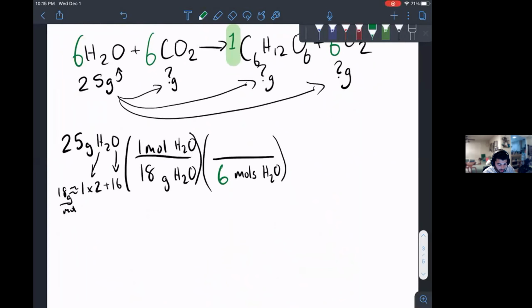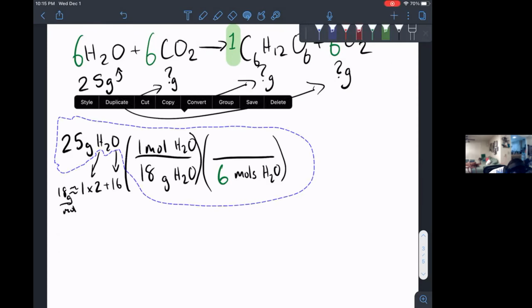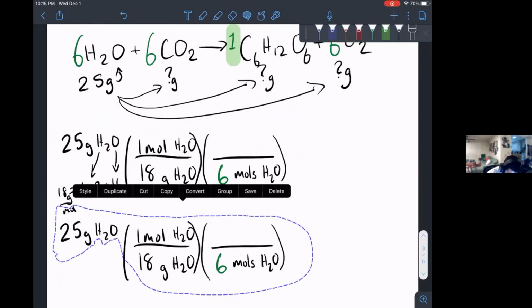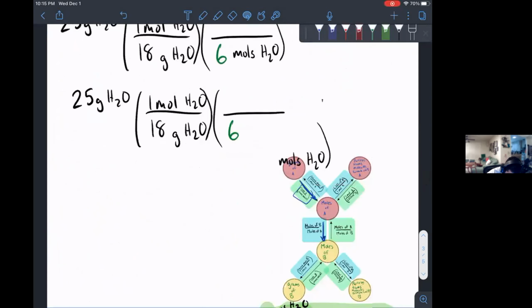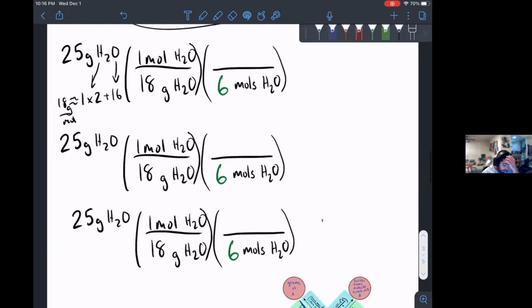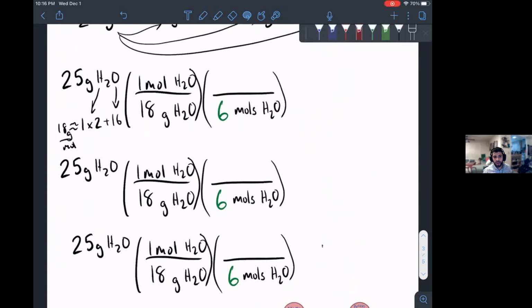Before I move on to the next part, where I will be going to either CO2, C6H12O6, or oxygen, I'm actually going to instead save myself quite a bit of time by copying everything I just did twice. And the reason I'm doing that is because if we're starting with 25 grams of H2O, it's not going to change. These first 3 steps are not going to change.